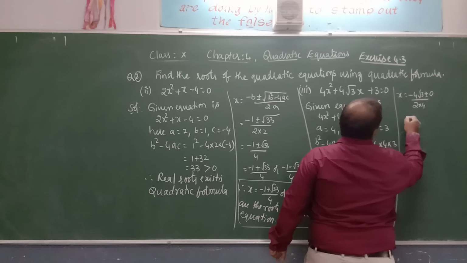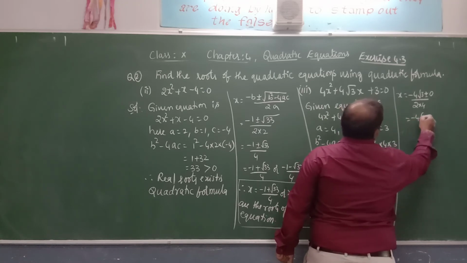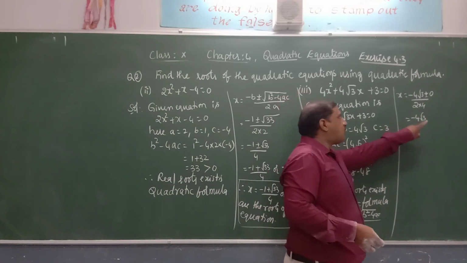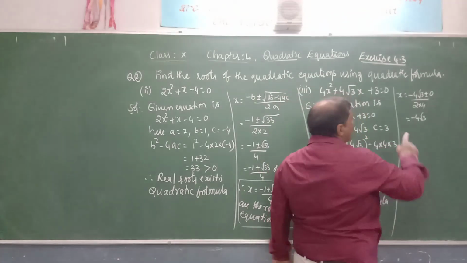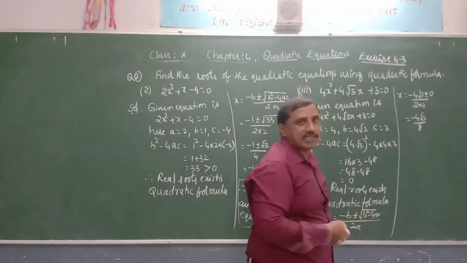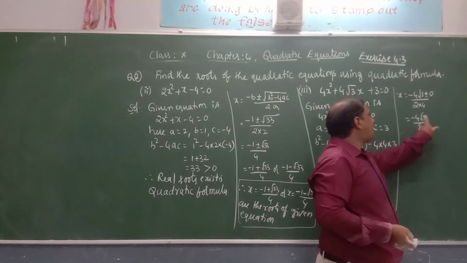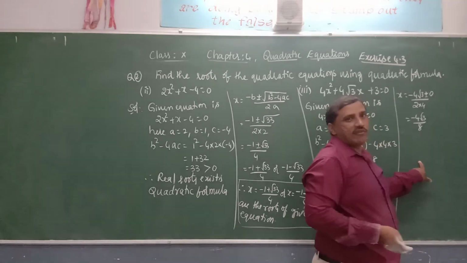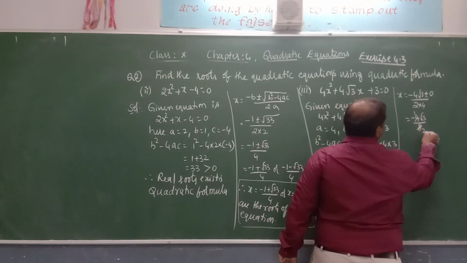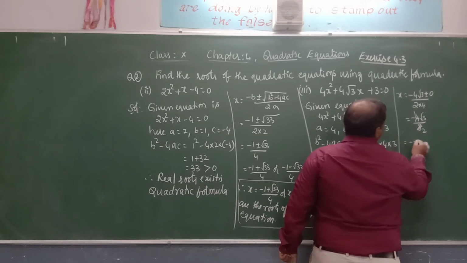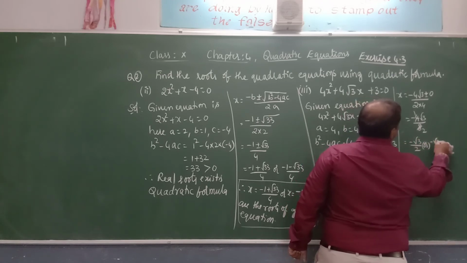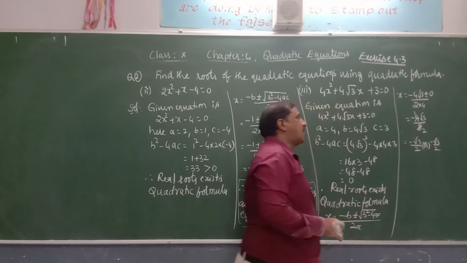That is equal to minus 4 root 3 plus or minus 0, which is 0 only, by 2 into 4, which is 8. That is, we will get here two roots are the same. Plus 0 will give the same value, minus 0 will give the same value. And simplify this: 4 ones are 4, 4 twos are 8. That is minus root 3 by 2. The other root is also minus root 3 by 2. Two roots are the same.